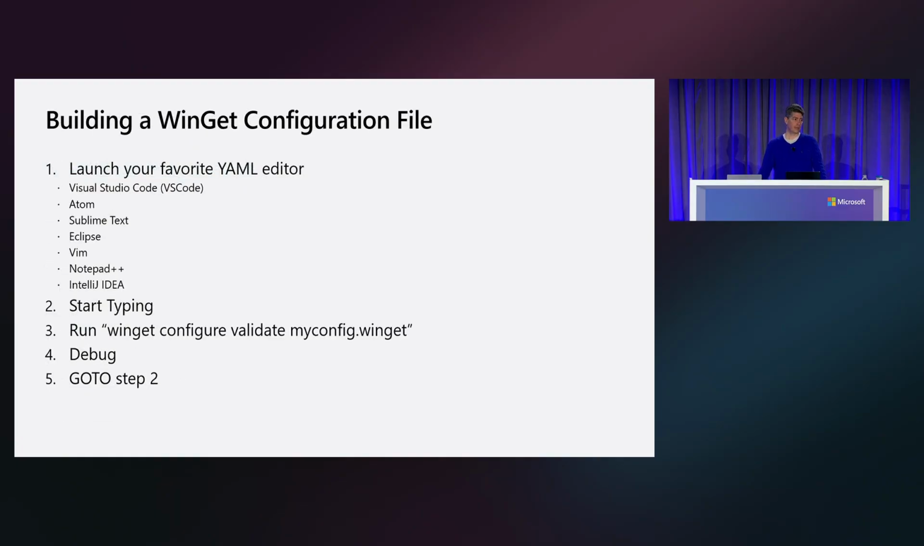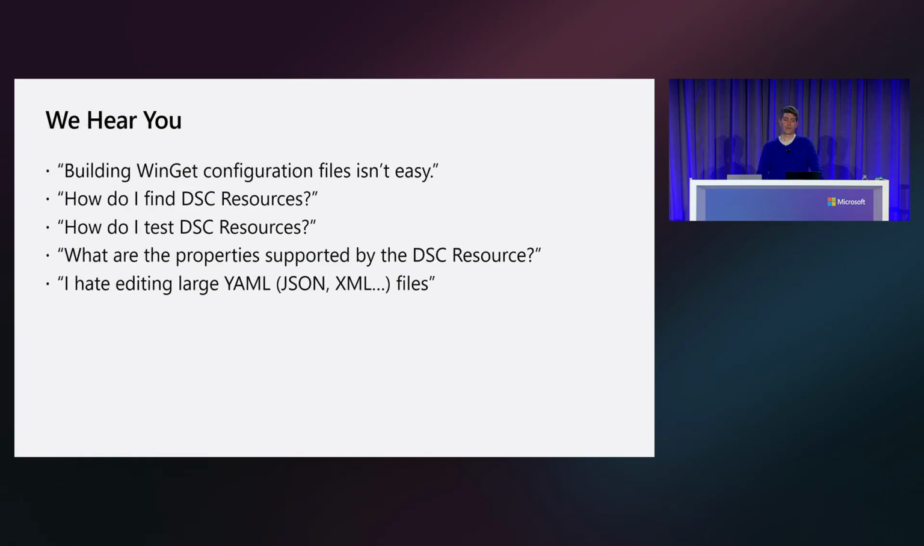So when we talk about building a configuration file, the experience up to date has been you launch your favorite YAML editor. I happen to like VS Code, but a lot of people have their favorites. You start typing, you try to run the validation on it, you have to debug it, and rinse and repeat. Hey, we hear you. Building these files is not easy. You want to know, what is this DSC resource thing? Where can I find them? How do I use them? What are all the properties and settings? And just in general, a lot of people don't like editing large structured data formats by hand.